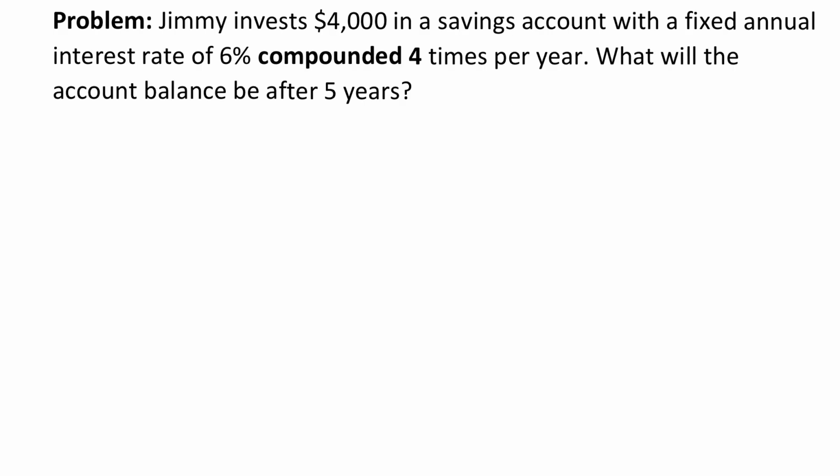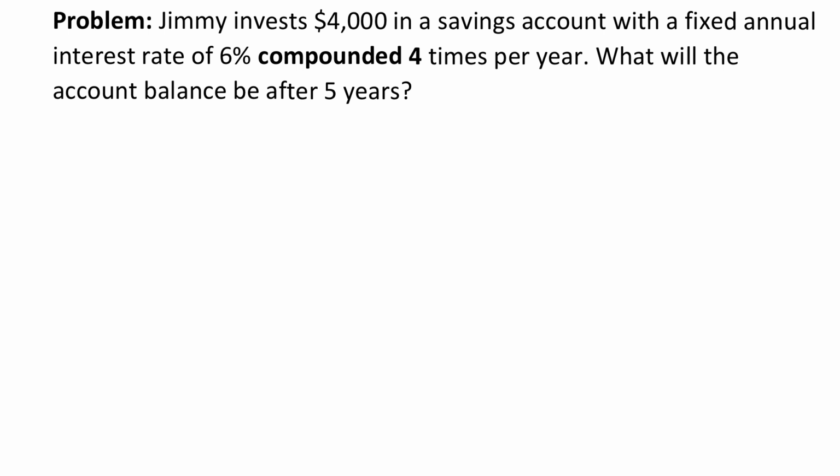So let's go ahead and do an example. Jimmy invests $4,000 in his savings account with a fixed rate of 6%, but we're going to compound it 4 times per year. There's 4 quarters in a year. You can think about this like every season, winter, spring, summer, fall. Jimmy gets paid out each one of those seasons. What is the account balance after 5 years?